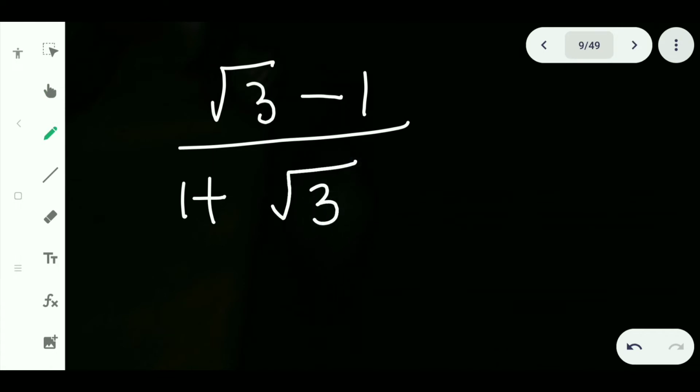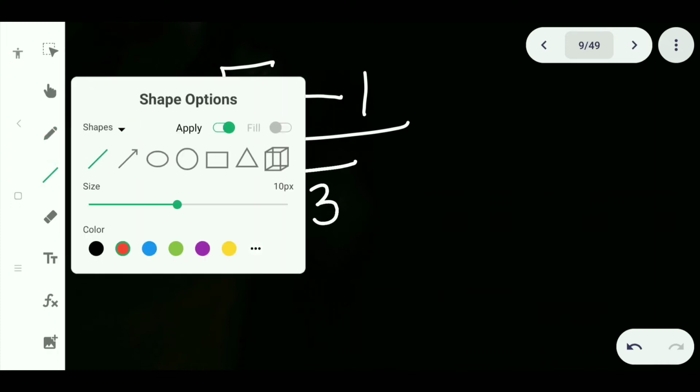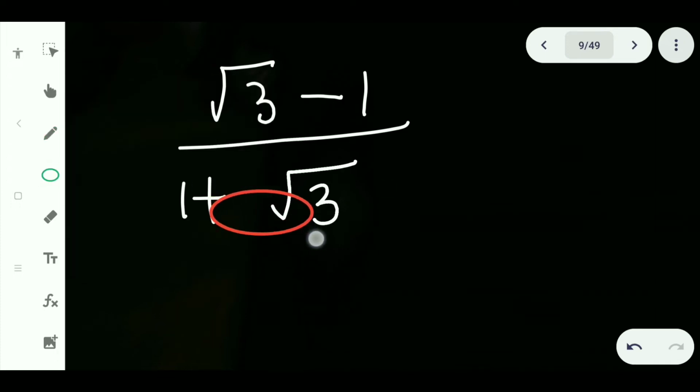So I hope you know how to rationalize the denominator. That is nothing but root 3 into 1. We have to rationalize the denominator is nothing but this. The denominator is there, right?